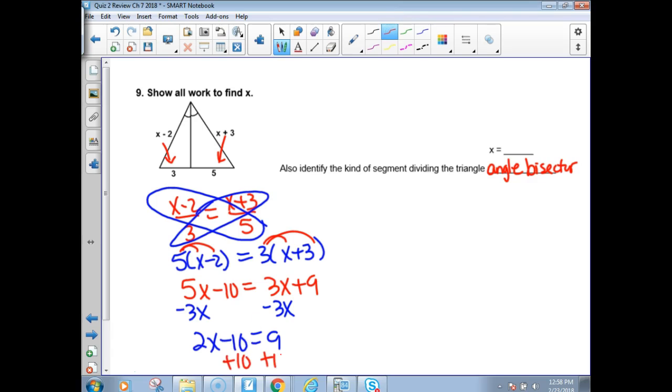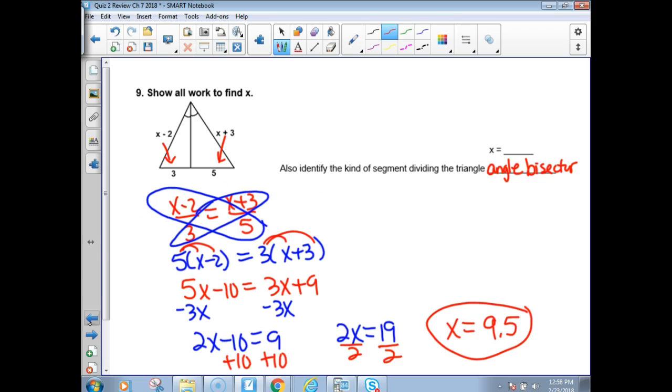Add 10, you should have 2 times x is 19. And then dividing both sides by 2, you should get x is 9.5. Put that in the blank.